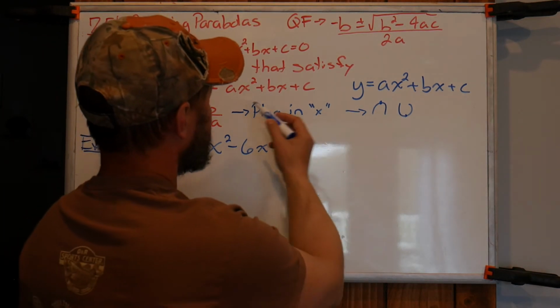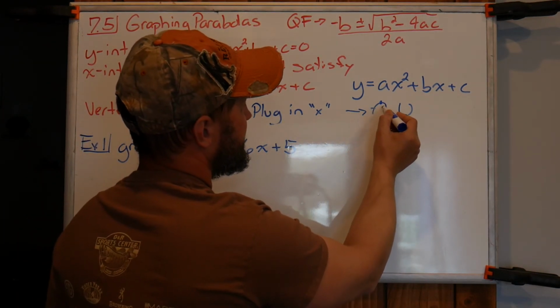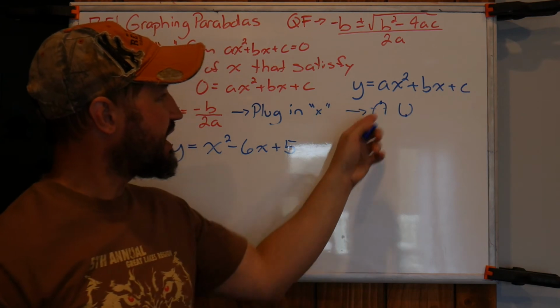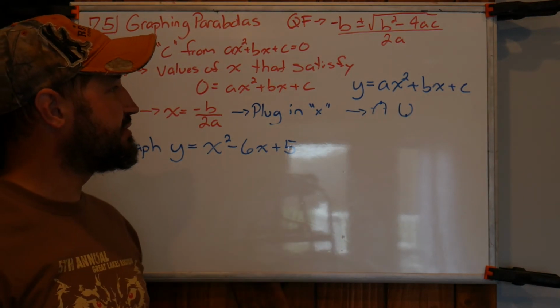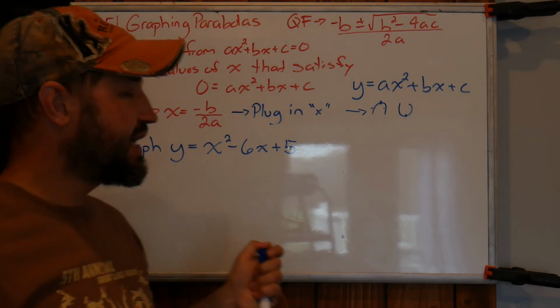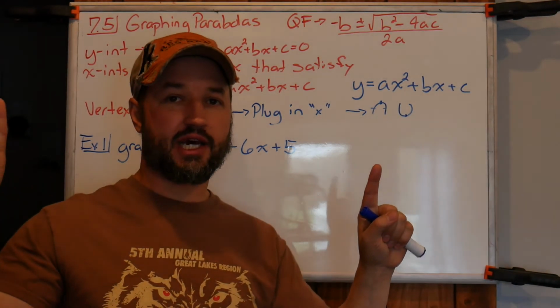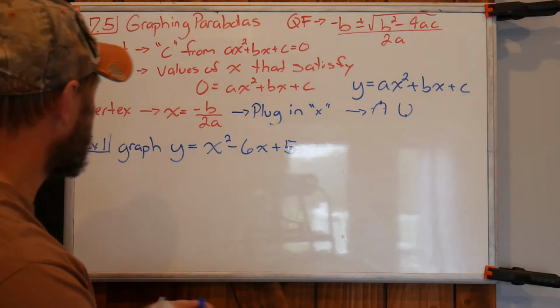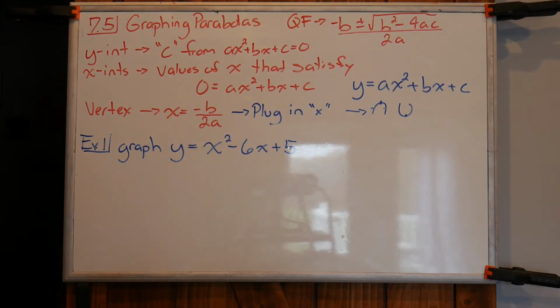Now, the x-intercepts give us 2 points to graph that parabola with if we are given x-intercepts. If we are not, we rely on that vertex, and then we choose an x value on each side. That allows us to graph it. So let's start with example 1.